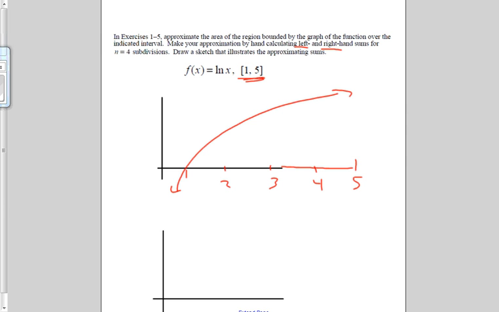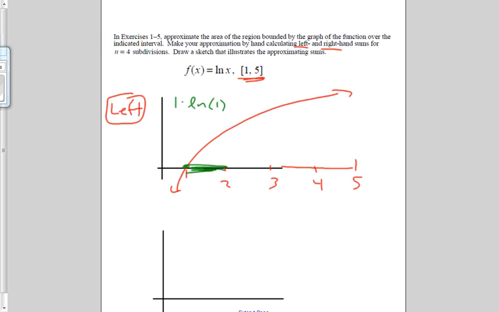And in our first, if we're looking at a left hand approximation for the area, so in our first interval from 1 to 2, which has a width of 1, I'm going to use my left bound value to get my first area. So 1 times ln of 1.